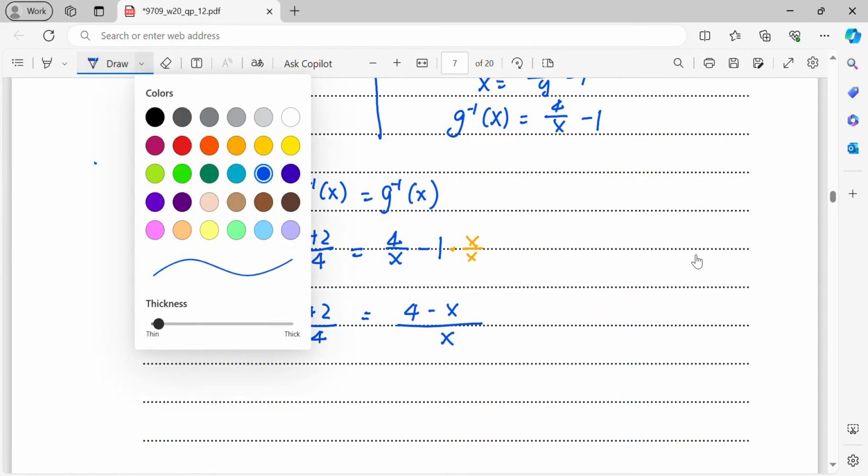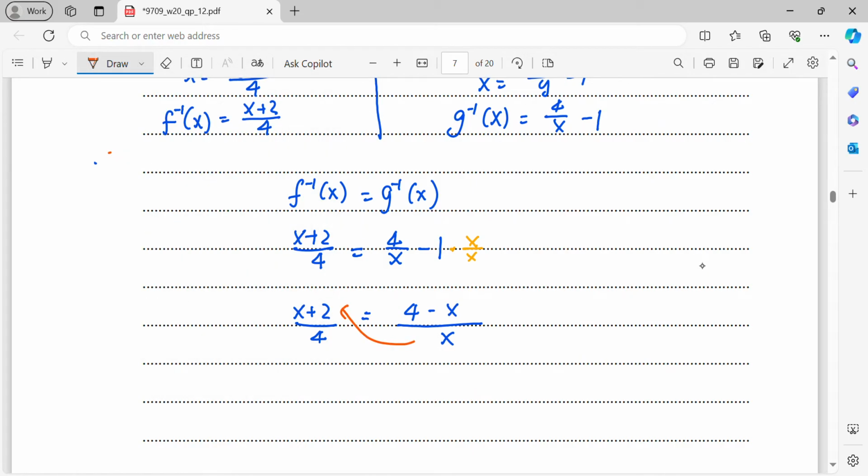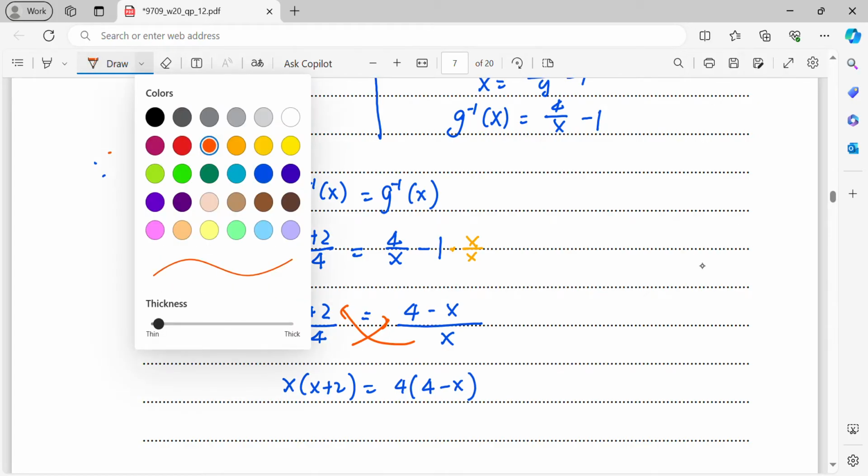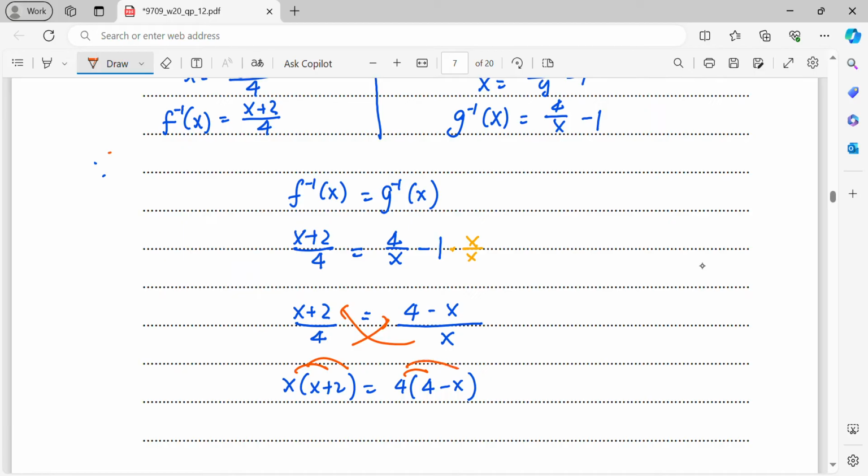Now, after this, just do cross multiplication, because we need to solve for x. So now I will get x times (x plus 2) equals 4 times (4 minus x). And now you just need to do expansion. For the left-hand side, x times x is x squared. x times 2 is plus 2x. And then for the right-hand side, 4 times 4 is 16. 4 times minus x is minus 4x.